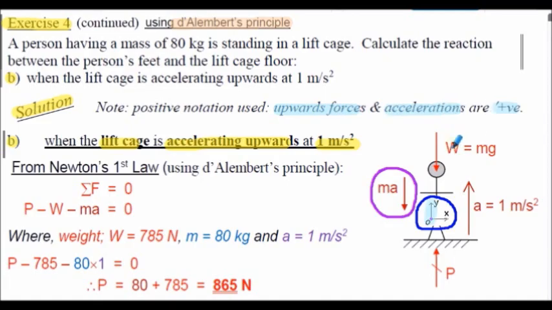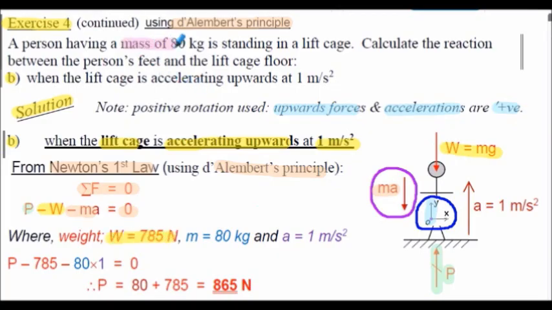And for our free body diagram, again, as always, we have the weight force acting vertically down. We have the reaction P from the lift cage on the person acting up. As I mentioned, we have the inertial force or the compensating force. In this case, that's acting down. Applying Newton's first law, as we're using D'Alembert's principle, summation of all the forces equal to 0. In the vertical sense, that will be positive P minus the weight force, and this time minus the inertial force, is equal to 0.